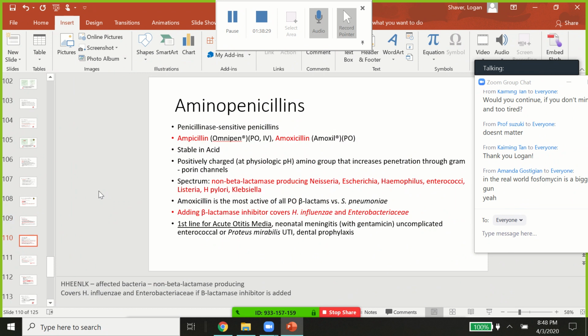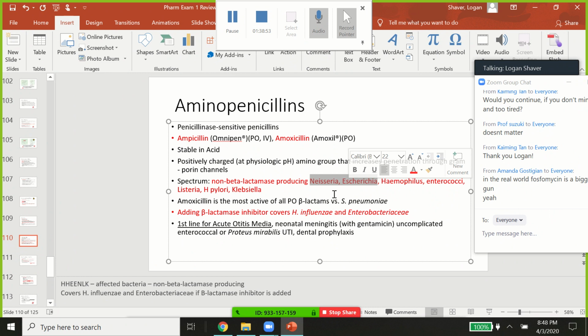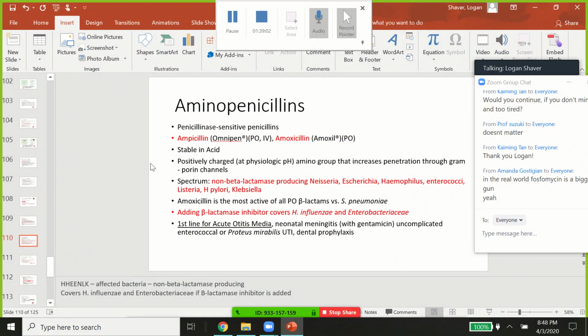Aminopenicillins, so it's ampicillin, amoxicillin. Honestly, just know the red on this slide. I don't want to read every single thing. So there's another red on this slide. I don't really know why I underlined this. I don't think we had to really know that. And I tried to come up with my own acronym for these: Neisseria, Escherichia, Haemophilus, and so on, all of those. I think I tried to make it into a word, but of course that's not a real word.